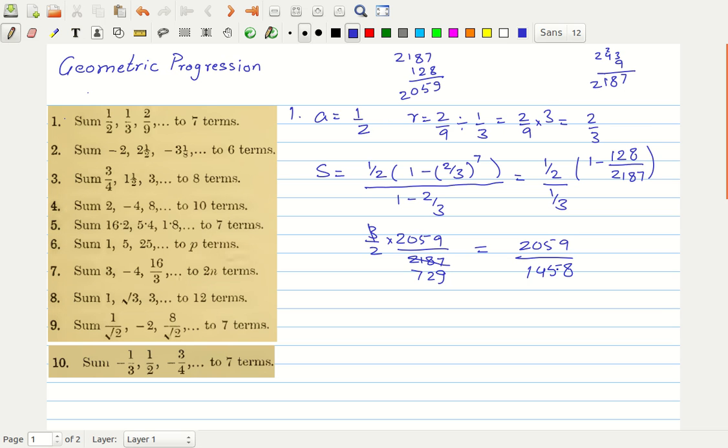So, this is the answer that I got. I may have made some mistakes, but all you have to do in this problem is just apply the formula and you will be done. And this is what you have to do for all of these 10 problems here, right.